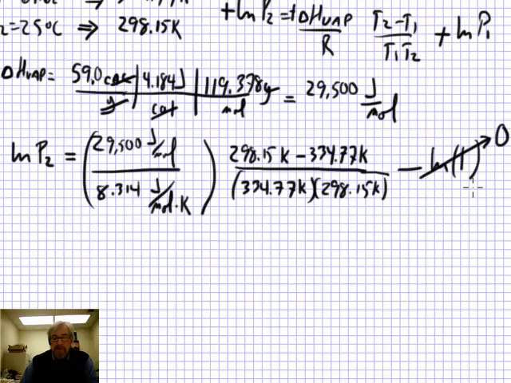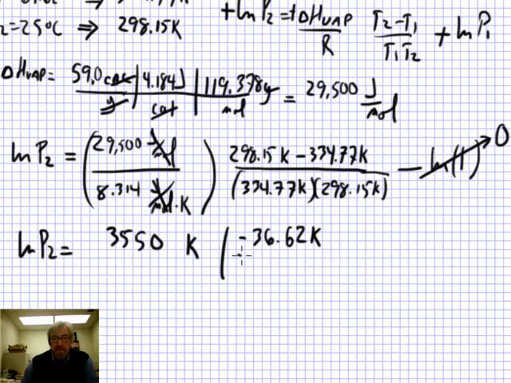Now let's crunch down some numbers. The natural log of P2 is equal to, unit-wise, joules per mole are going to cancel out, and I'll have 1 over kelvins. So that's just kelvins. Numerically, 29,500 divided by 8.314 comes out to 3550 kelvins to 3 significant figures. 298 minus 334.77 comes out to a negative 36.62 kelvins. And when I multiply the two temperatures in the bottom, I get 99,812 kelvins squared.